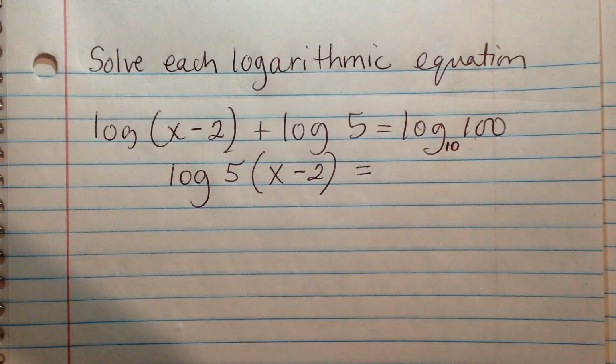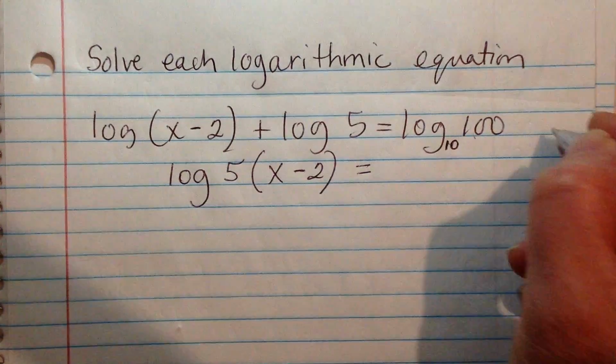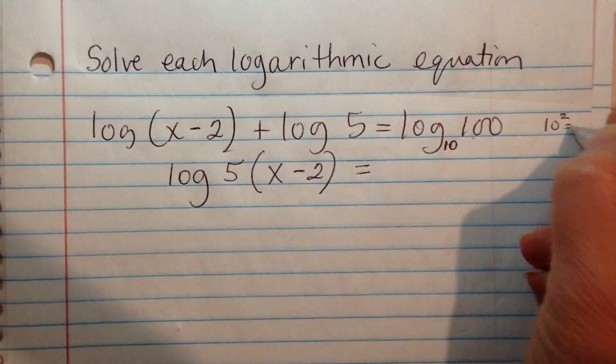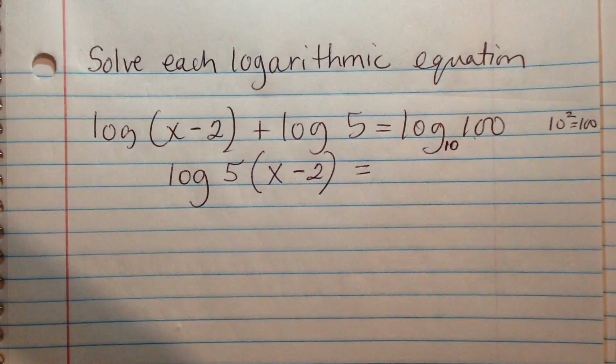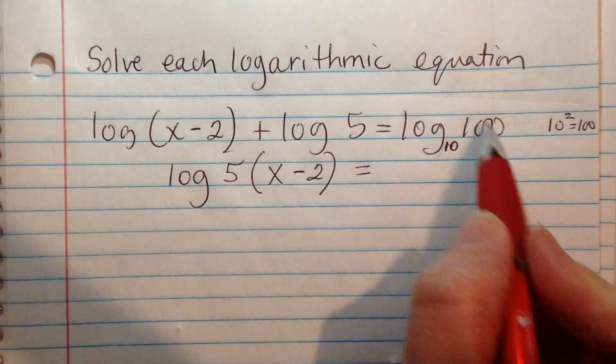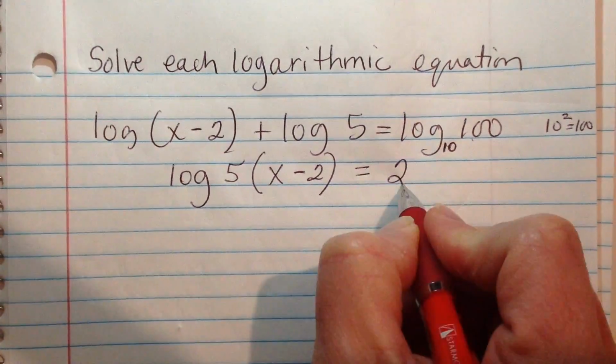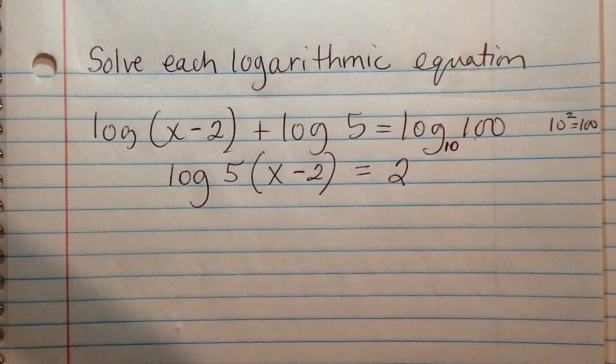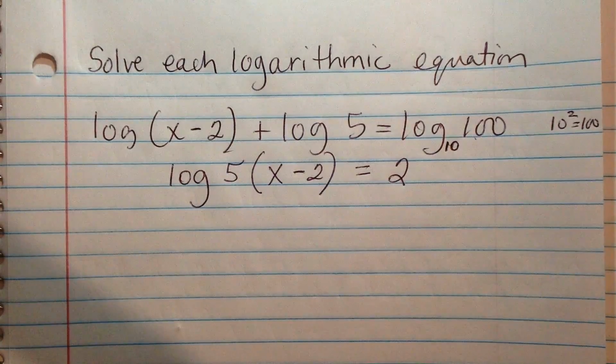10 raised to what power would give me 100? That would be 10 times 10, which is 100. We know that 10 squared equals 100. Therefore, I can evaluate this whole log down to 2. So I have log 5(x minus 2) equals 2. Now that I have it down to one single logarithm, I can change it to exponential.